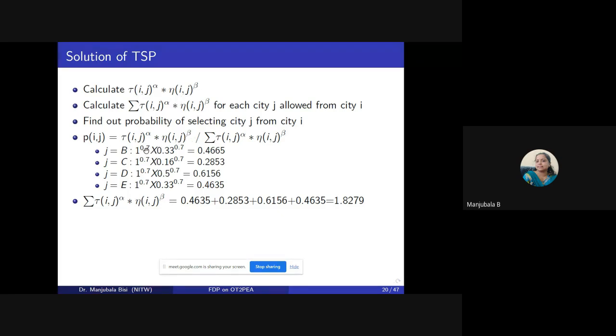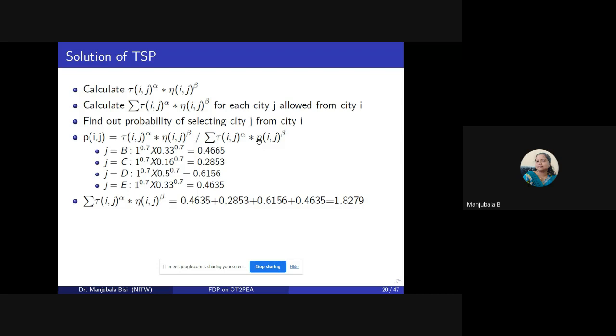The tau value we have initialized to 1, pheromone strength, right? Alpha value we have considered 0.7, into eta ij, which from A to B is 0.33, to the power beta, which is 0.7. If you calculate, you will get 0.46. Similarly, for C you calculate the same thing, but you have to take the edge A to C, right? You will get 0.28. For D, you will get 0.61. For E, you will get 0.46. Now you have calculated tau ij to the power alpha into eta ij to the power beta for individual cities.